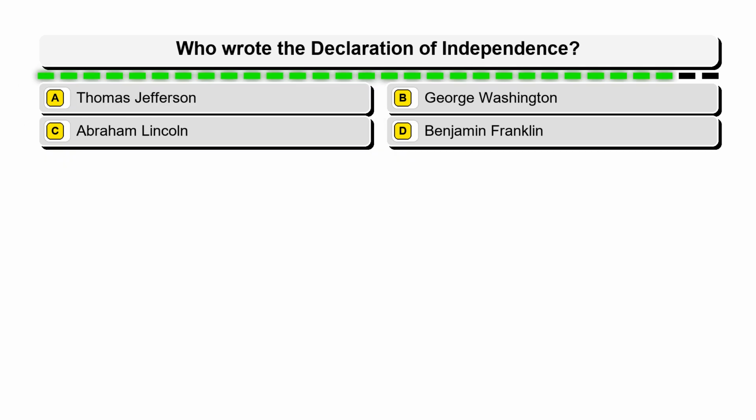Question 37. Who wrote the Declaration of Independence? Option A, Thomas Jefferson. Option B, George Washington. Option C, Abraham Lincoln. Option D, Benjamin Franklin.